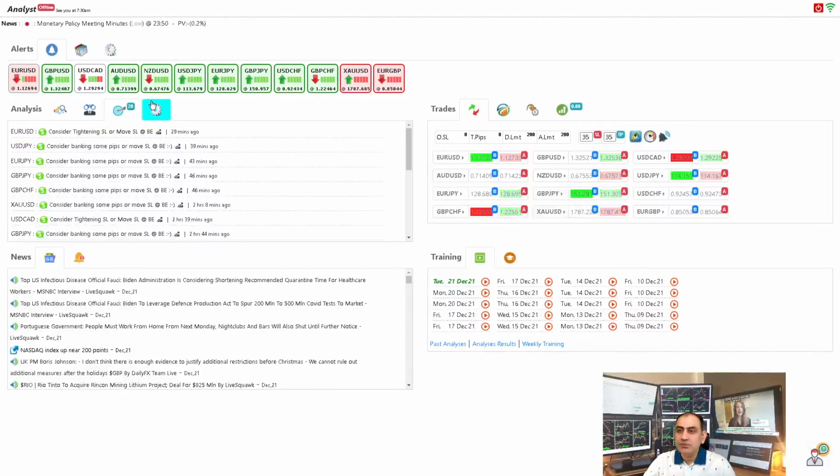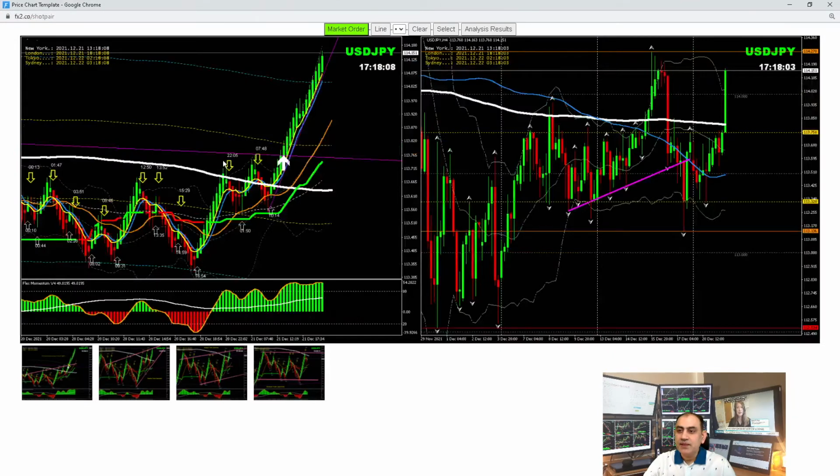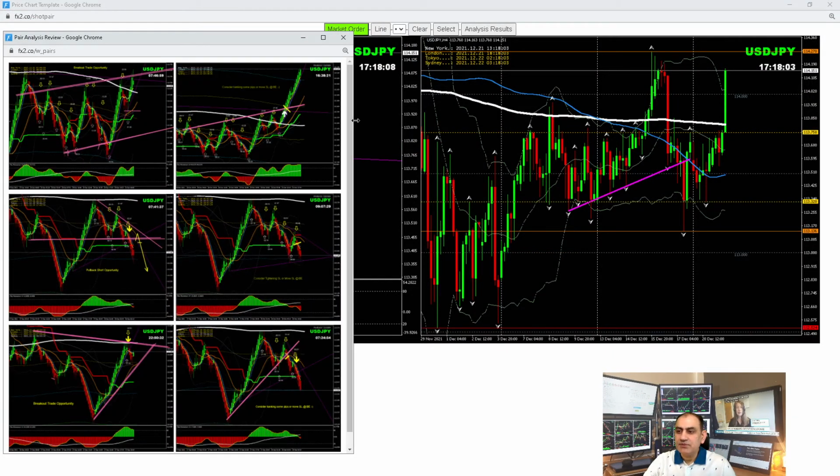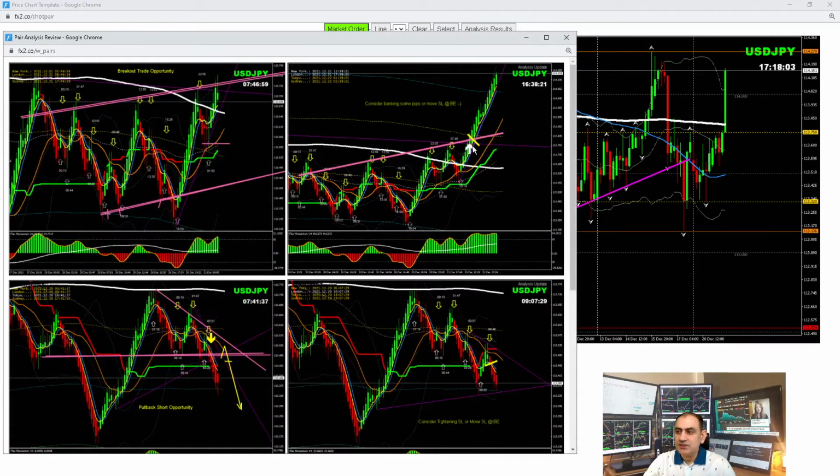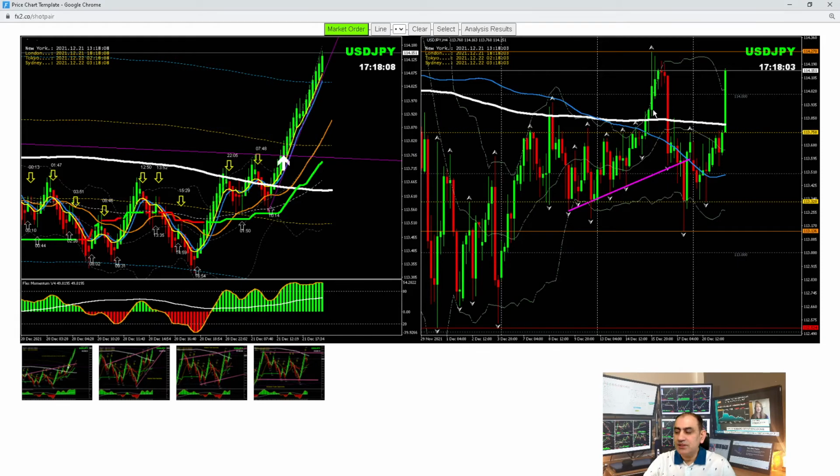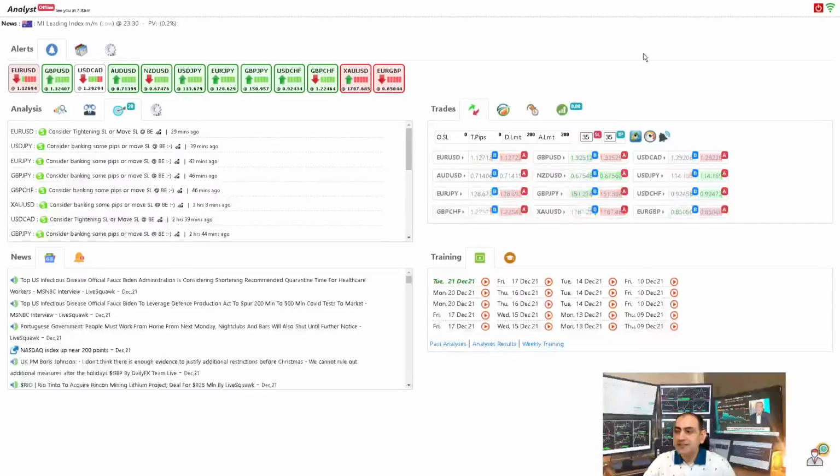We had a beautiful breakout on dollar yen. That was pretty straightforward. You can see here this London morning session breakout. Price is still going, and the target is the previous high. So you can see, guys, how we analyze the market on the 4 hour, how we refine entries and exits in intraday, and bank profit every day.